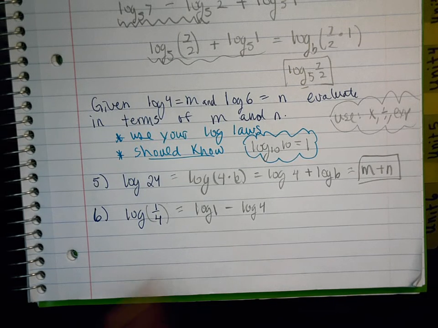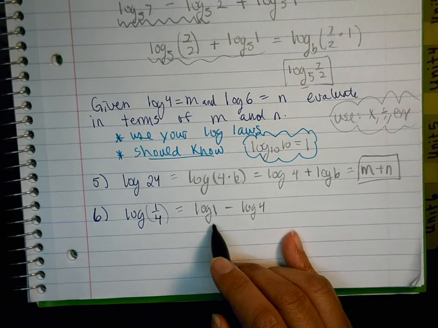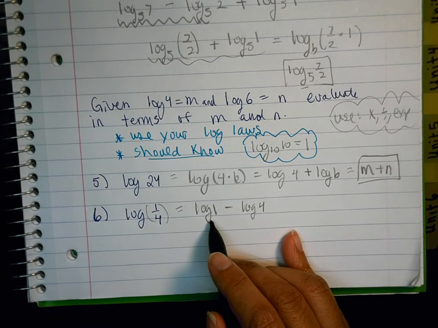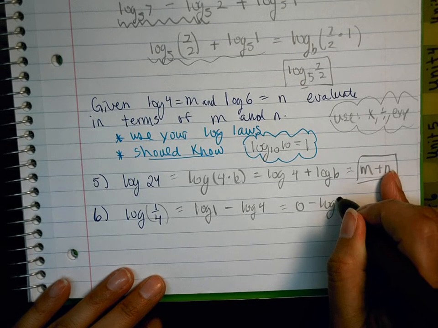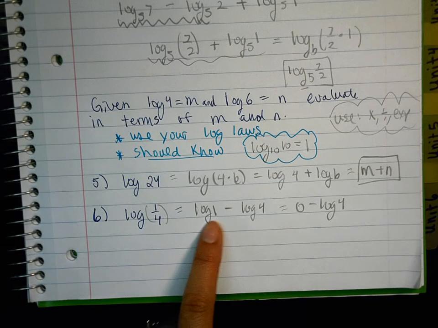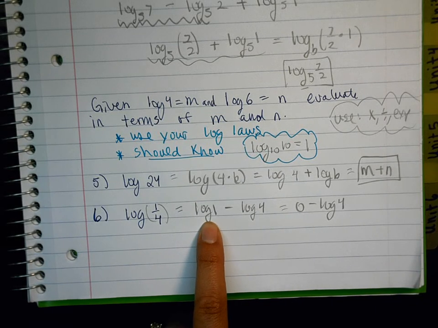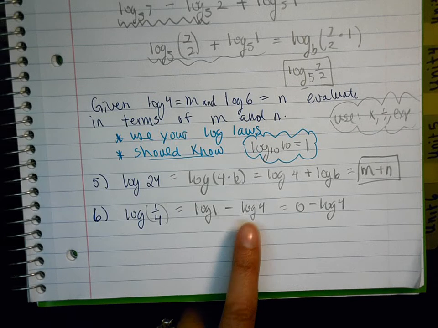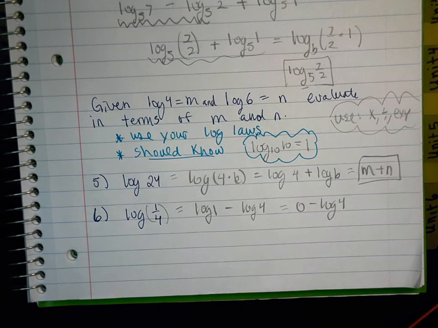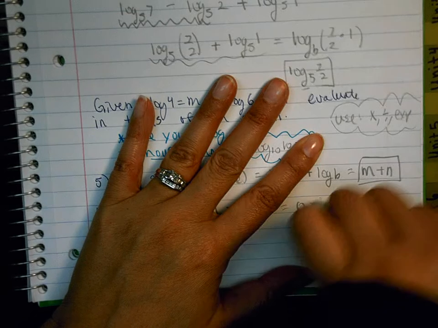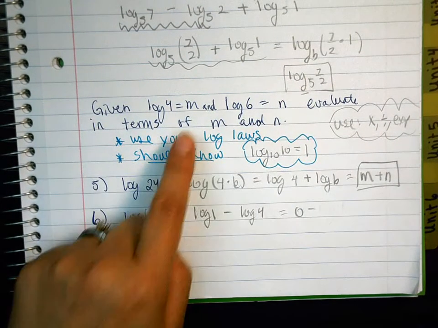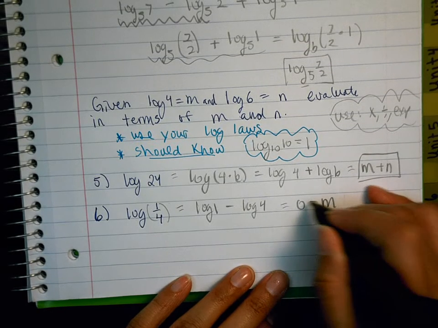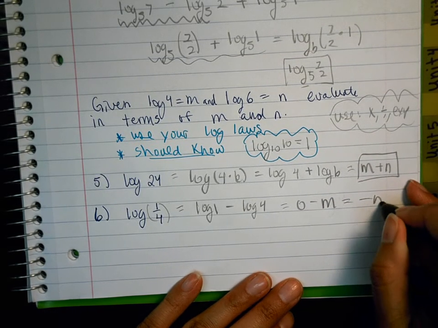10 to what power is 1? We did that one earlier. 10 to what power is 1? 0. So this equals 0 minus log of 4. I didn't mean to write minus log of 4, I meant to put the letter. What is log of 4? What letter? M. And 0 minus m is negative m.